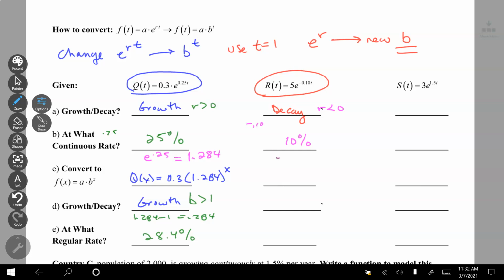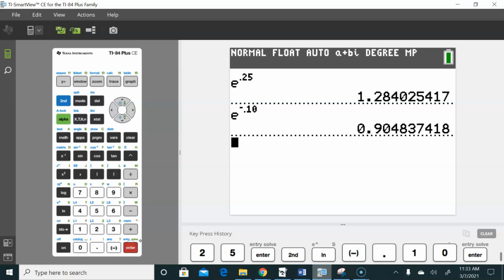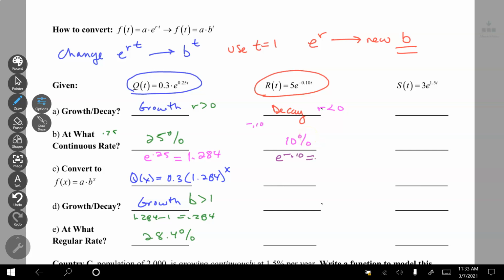To convert it, I have to do e to the negative 0.10, and this is where I go to my calculator. I go to the calculator and type in e raised to the negative 0.10, that R value, and I get this value here that I'm going to use as my b. Equals 0.905. I like running to 3 decimal places. So now I have R of x is equal to, still the initial value of 1, not 1, wasn't paying attention, 0.905 raised to the x.